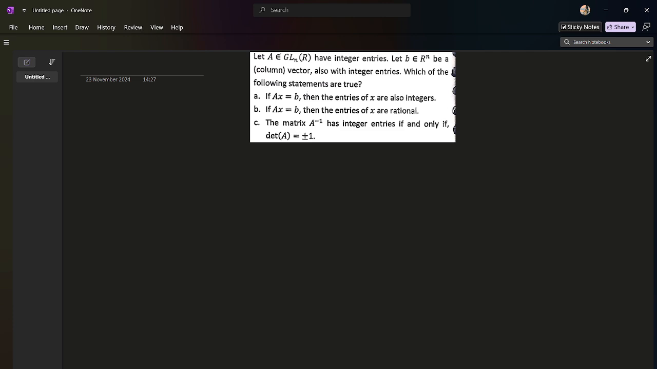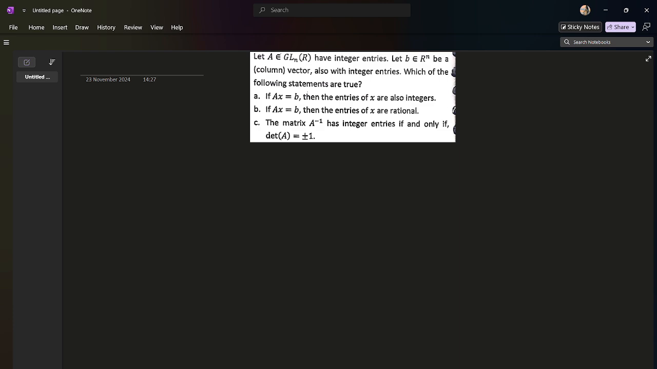This question is from our 2015 paper. This question is from our linear algebra. So the question says: let A belong to GL_n(R), that means the general linear group of n-order matrices which have integer entries. Let B belong to R^n be a column vector, also with integer entries. Then which of the following statements are true?